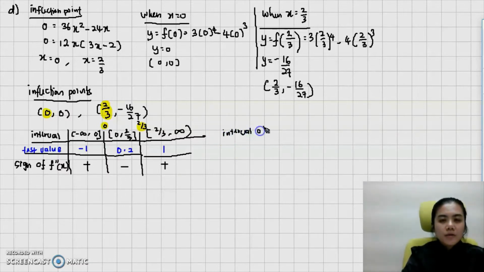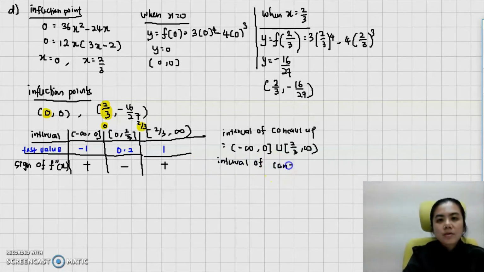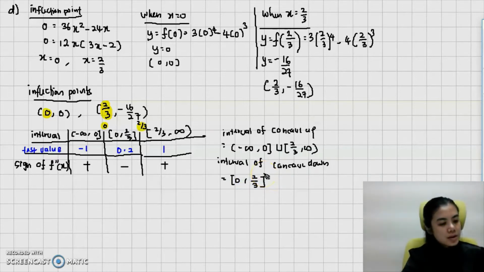The interval of concave up will be the combination of these two, that is negative infinity to 0, union with another plus, that is 2 over 3 to infinity. And we have another interval of concave down, that is 0 to 2 over 3. Okay, so done for part D.